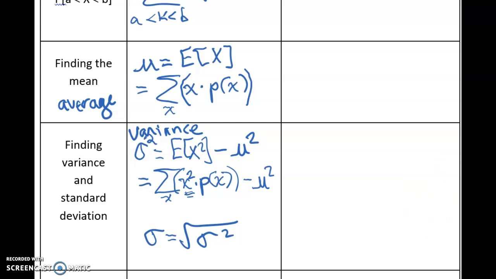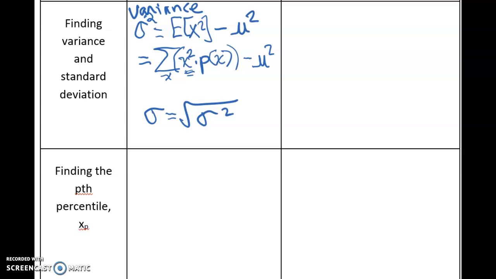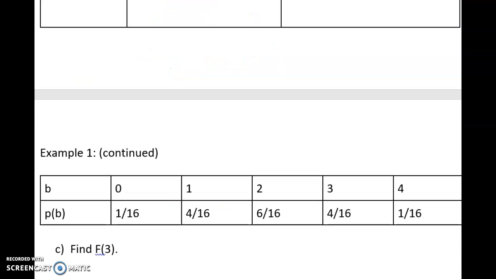All right, down below we have the pth percentile. We're actually going to skip it for the discrete case, but we will do it in the continuous case. But let's see if we can just look at a really quick example before we go.